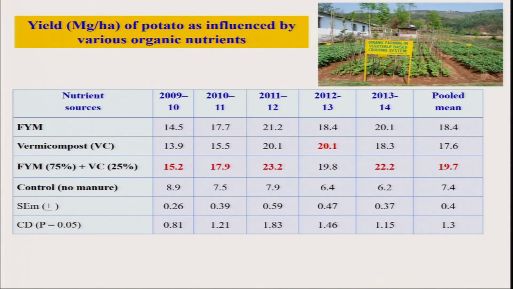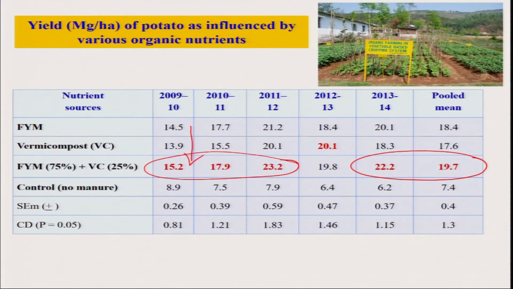If you see, we have grown different types of experiments. We are using FYM. In one experimental station we have seen whenever we are giving FYM plus VC, most of the years along with the field mean, our yield is very high. So, that is why we are trying to recommend for potato, when you go for organic, you apply FYM 75% and 25% we are recommending for the allocation of vermicompost, and these are higher as compared to the FYM alone or VC alone.